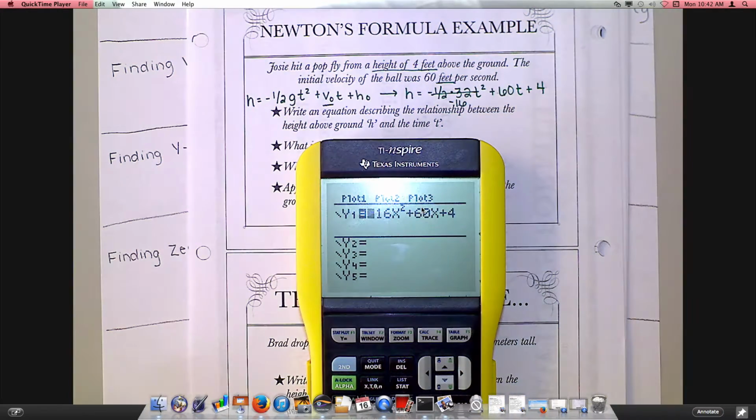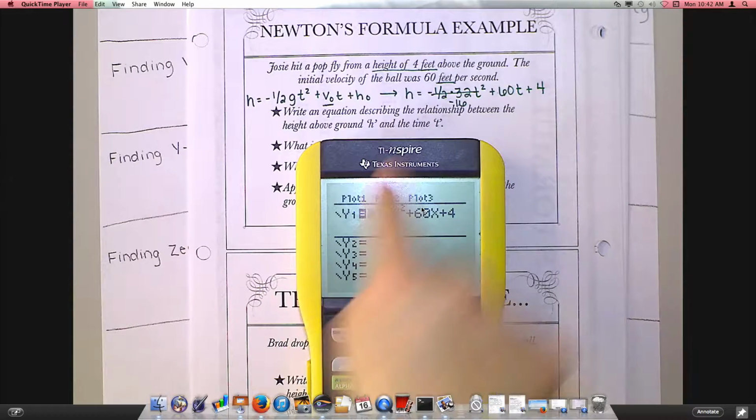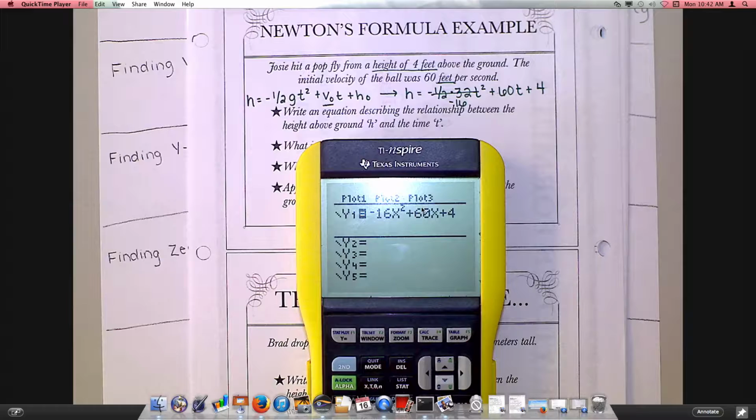I used an x instead of t, but this is under y equals, and then I typed in this equation, negative 16x squared plus 60x plus 4. Now, if you hit graph, your calculator may already be set to give you a nice, pretty picture. It might not. In fact, let's make it so that it doesn't show us a pretty picture so I can teach you how to handle it if it's not.